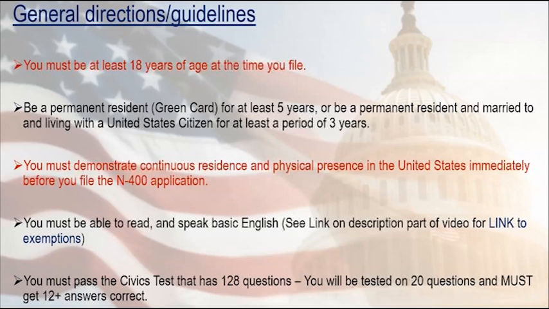But let's look at some of the exemptions that you have available and you can take advantage of to become a United States citizen. You must also pass the Civics test that has 128 questions. You will be tested on 20 questions and must get 12 or more answers correct.